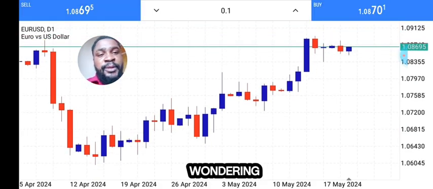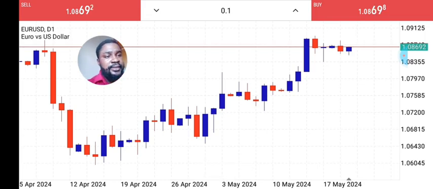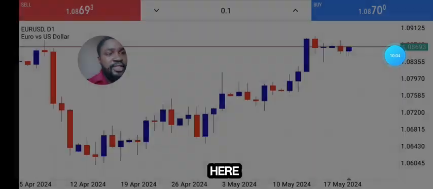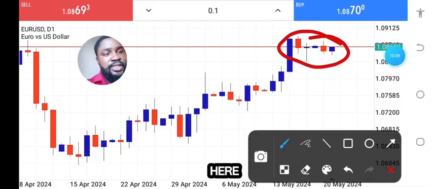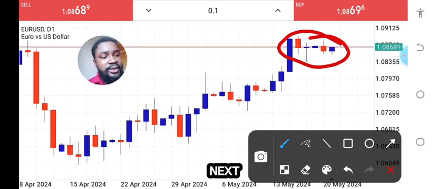From my analysis, I'm looking at this particular market. I'm wondering, what's really happening here between buyers and sellers? What is the tussle about? Why has the market been behaving like this? And what will the market do next?